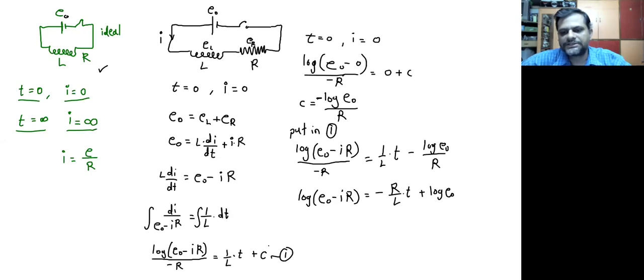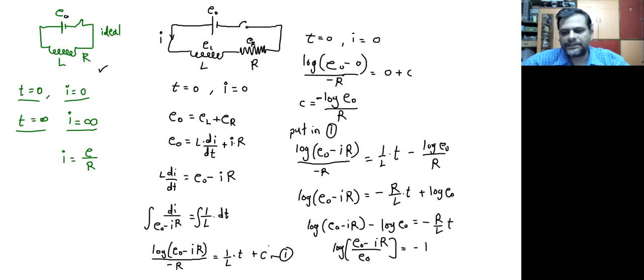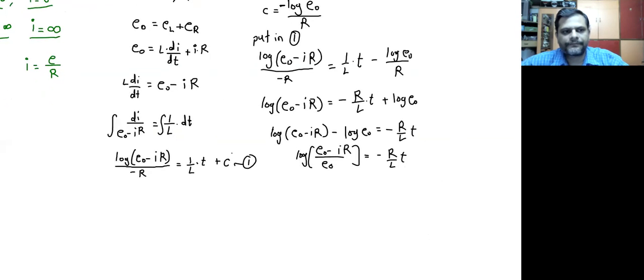So this log of E naught can be transferred to the other side, giving log of E naught minus IR minus log of E naught equal to minus R by L into T. Using log A minus log B equals log of A upon B, we get log of E naught minus IR upon E naught equal to minus R by L into T. Taking the log to the other side, it becomes e raised to, so E naught minus IR upon E naught is equal to e raised to minus of R by L into T.